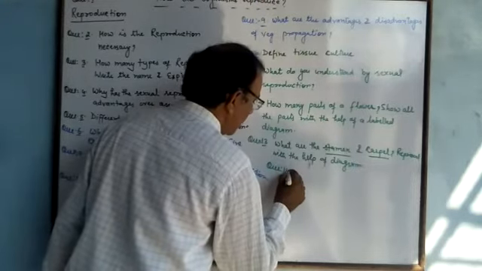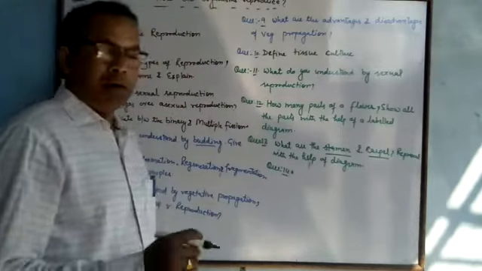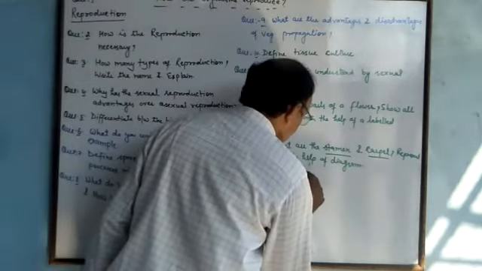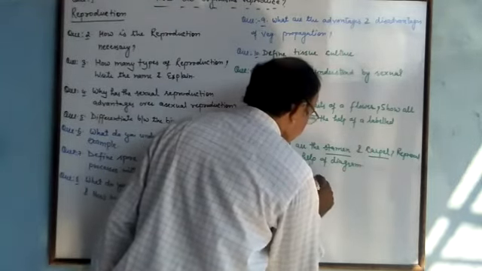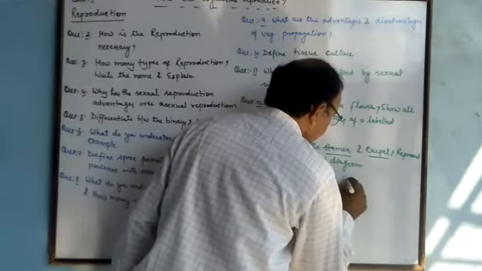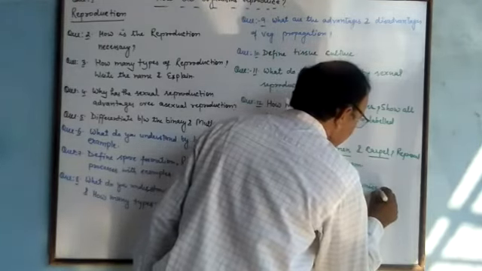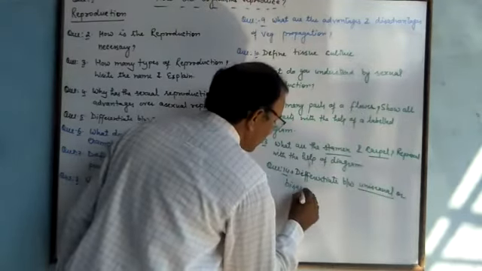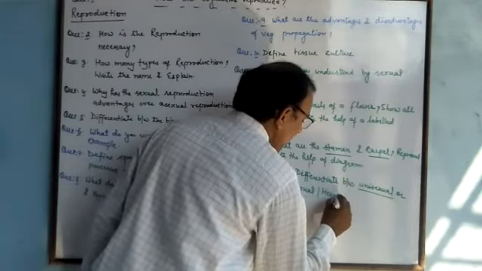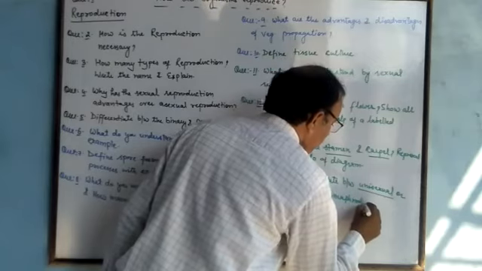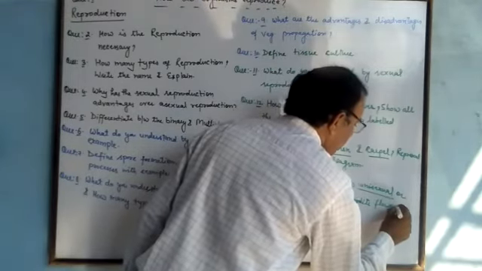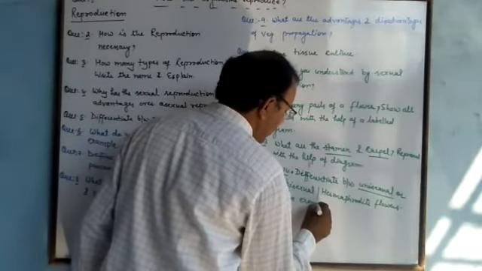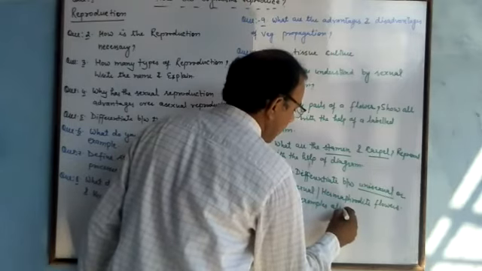Question number 14. Differentiate between unisexual and bisexual, also called hermaphrodite, flowers. Give examples also.